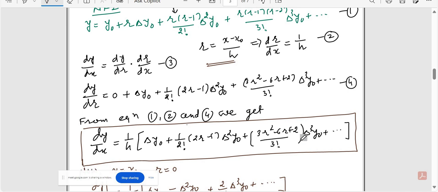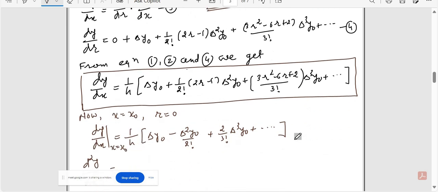Now suppose I want to find the value of this derivative at the point x equals x0.